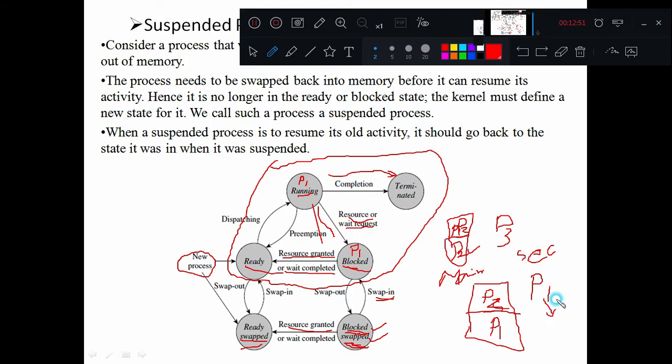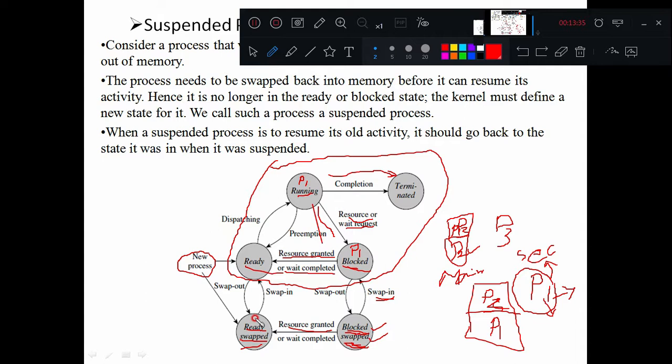So P1 is present in secondary memory and it was requesting resources, and once those resources are granted by the operating system, the state of P1 which was in blocked swapped will become ready swapped. That means it is already a swapped process, and after granting the resources, the blocked state becomes a ready state. That is the only difference between blocked swapped and ready swapped. Before the resources are granted to the process, it was in blocked swapped. Once the resources are granted, it will become ready swapped, right?